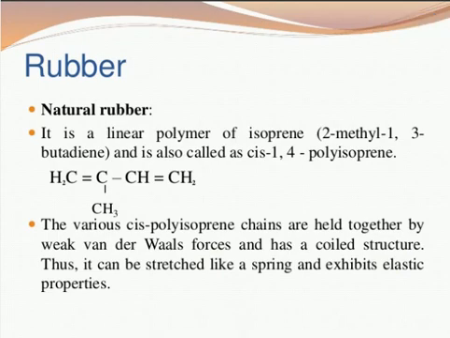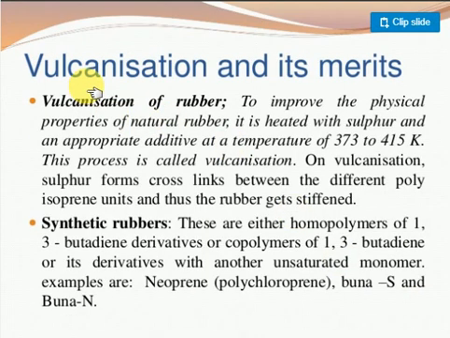Next one is coming here. The next slide is vulcanization and the merits of the vulcanization process. Vulcanization of rubber is done to improve the physical properties of natural rubber. It is heated with sulfur at an appropriate temperature. The temperature is also mentioned, 373 Kelvin to 415 Kelvin. Very, very important. To improve the physical properties of natural rubber, they add sulfur and heat at 100 to 200 degrees Celsius only. This is called the vulcanization process. On vulcanization, sulfur forms cross links between two different polymer chains of isoprene units. Thus, this rubber gets stiff and becomes very strong.